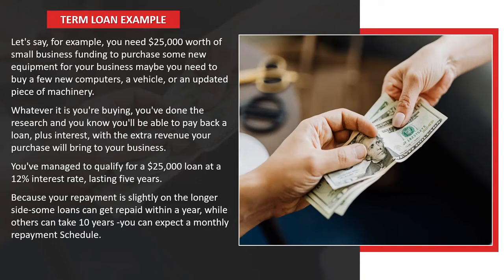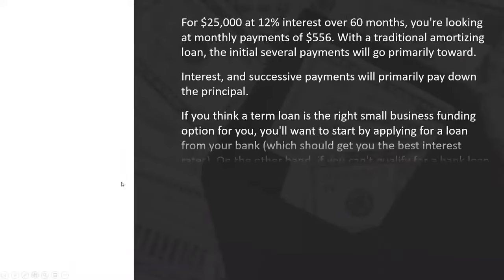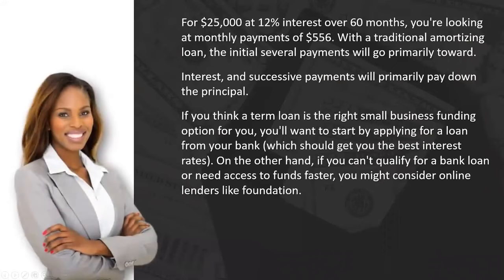They're looking at what you qualify for. Once that's set up, then they'll generate how much your monthly payment will be. For $25,000 at 12% interest over 60 months, you're looking at paying $556. With a traditional amortization period, the initial payments will primarily go toward interest.